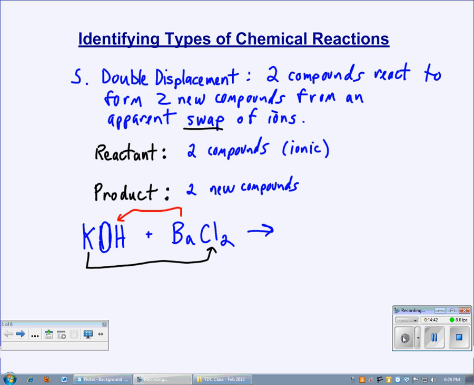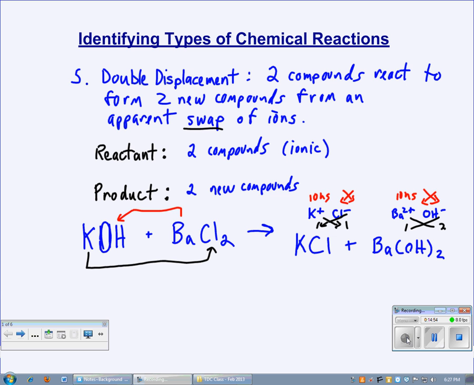If barium bonds to hydroxide, that would be an ionic compound. You would write the ions and do the crisscross. Potassium would bond to chloride. Write the ions, do the crisscross. So class, I've written the 2 ions and I've done the crisscross.